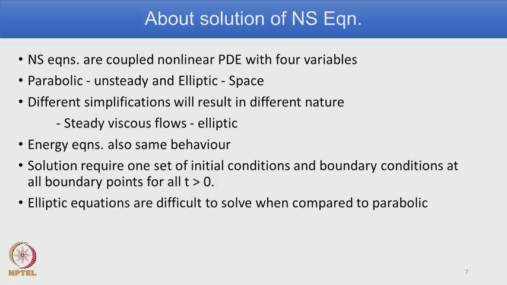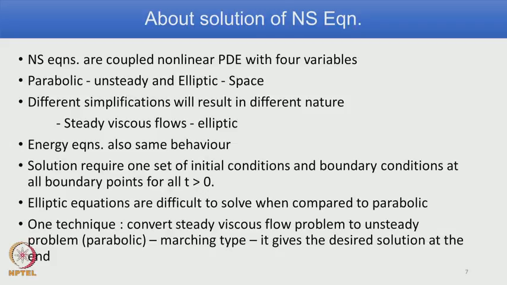Elliptic equations are generally very difficult to solve when compared to parabolic. So, usually what we do, for example, we have given here the steady viscous flow equation. It is an elliptic equation, it is difficult to solve. So, we convert a steady problem of elliptic nature into an unsteady problem by adding a time derivative term. Now, you march the solution until you get the desired solution, that is until you reach steady state condition.